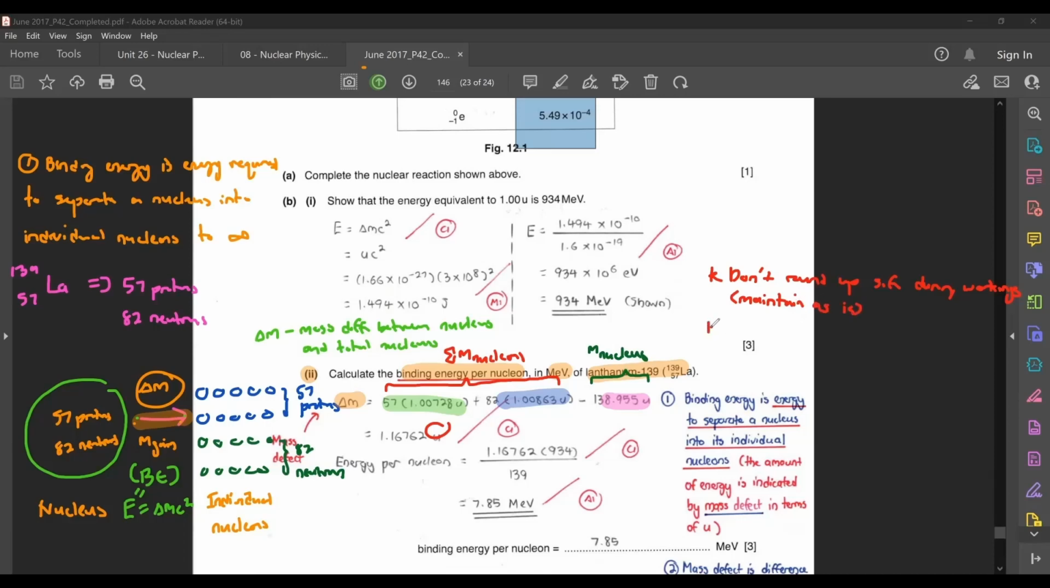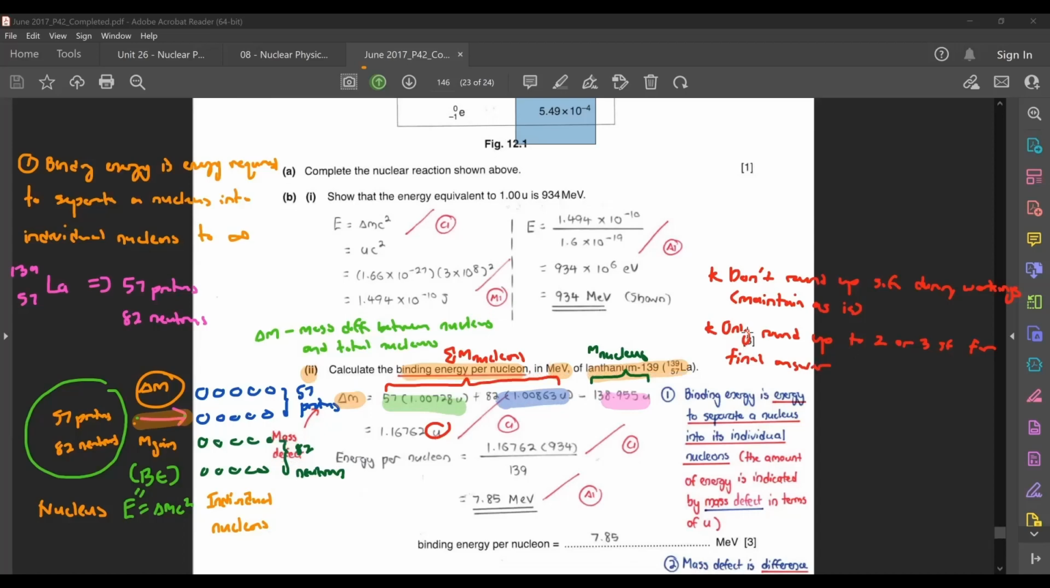Okay, so you really want to round up only to 2 or 3 SF for the final answer. This is generally what we do for nuclear physics. Do not round the SF during your workings, only round it for your final answer. So after you've done all your calculations, you eventually get your mass defect as 1.6762 U.